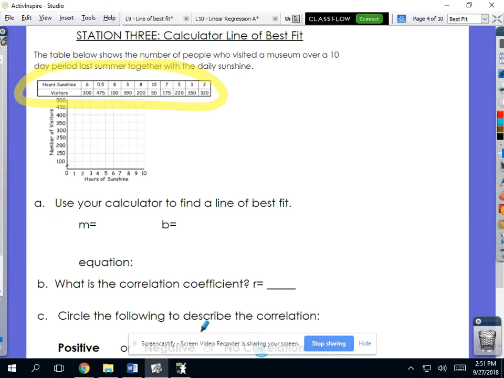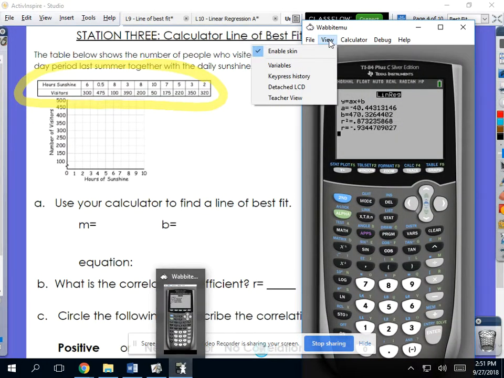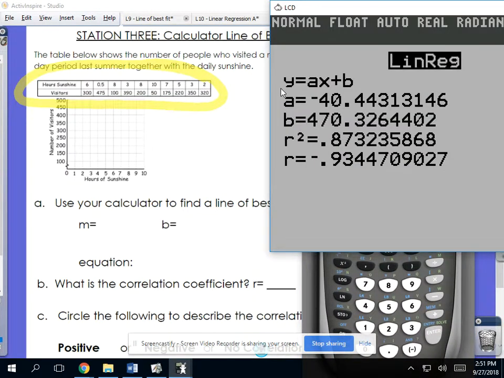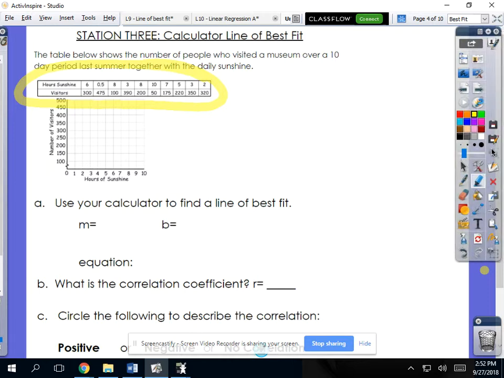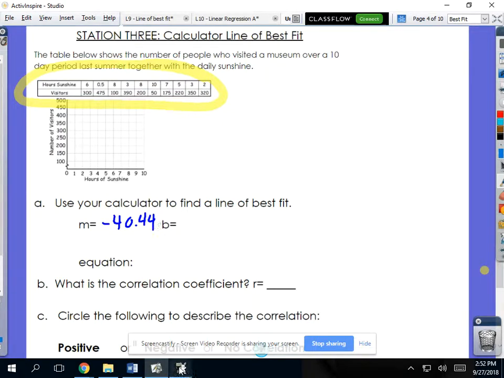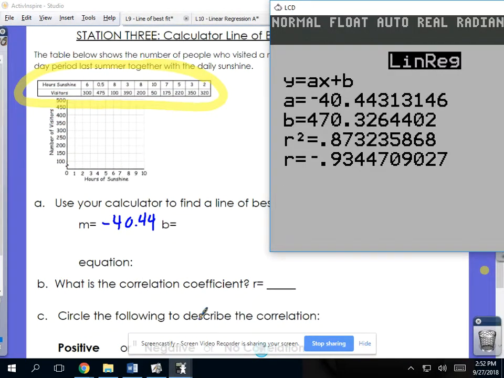I'll pull up the big screen. Negative 40.44 there. So you can see your M and your A are really the same thing. In this case, we're going to type that in or write that out. Negative 40.44 is my M value. And my B value is 470.3, 32 or 33 in this case if we round.